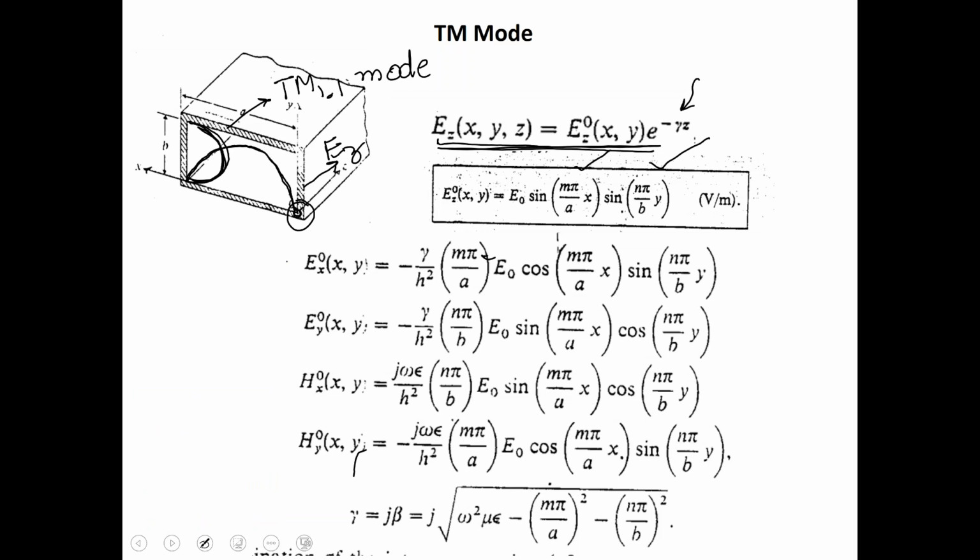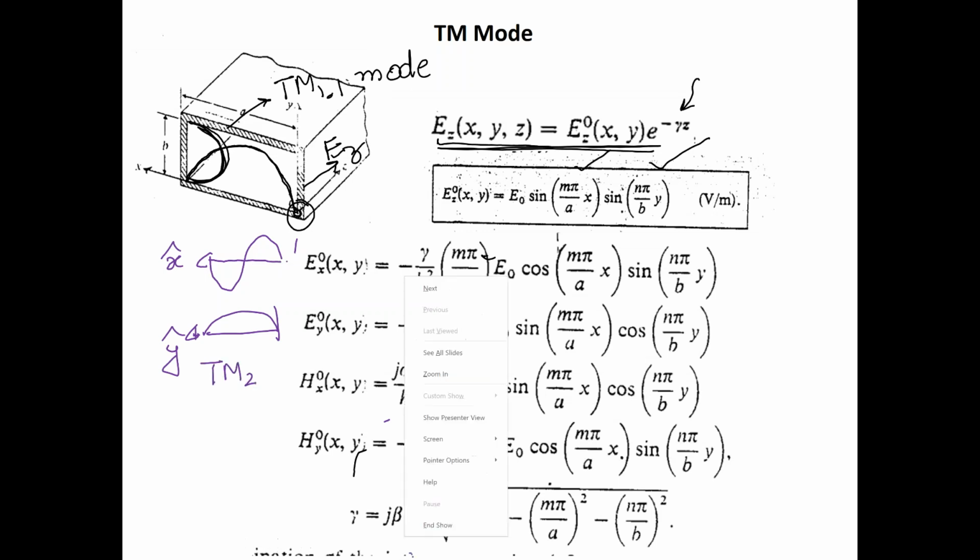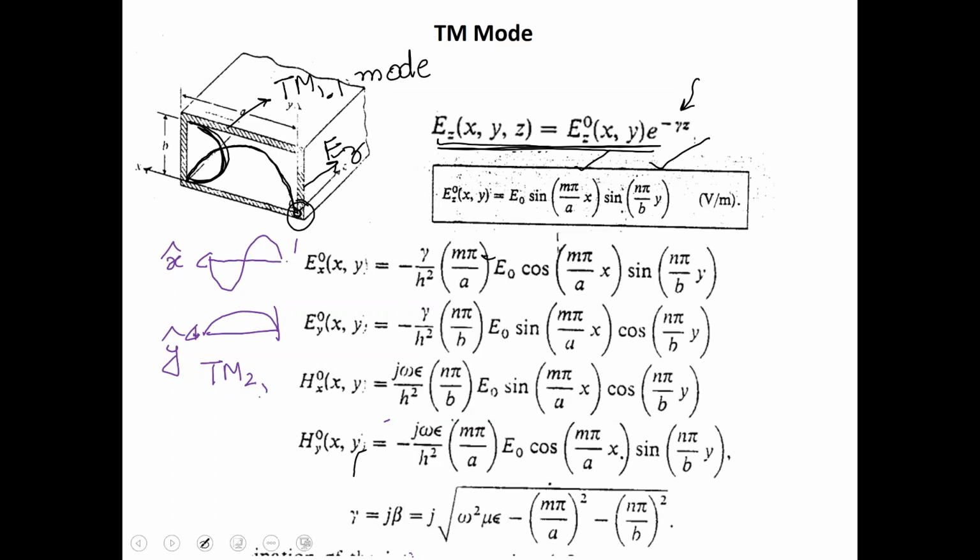It could also have a function which is going to be something like that in x direction, and something like this in y direction, in which case it would be two lobes in x and one lobe in y. Let's say this is x direction and this is y direction. Two lobes in x, one lobe in y. So this has to be TM21 mode.